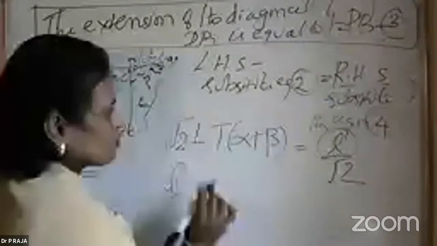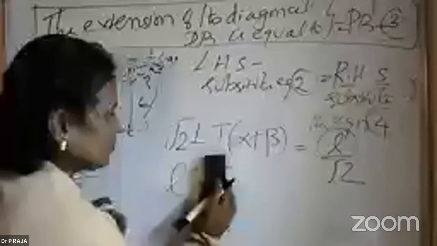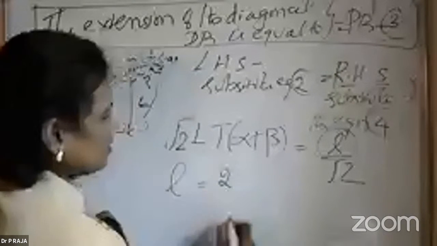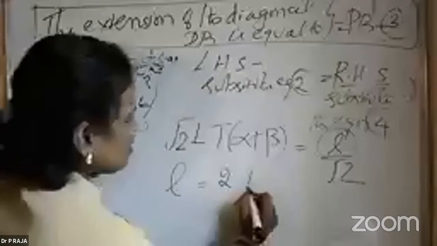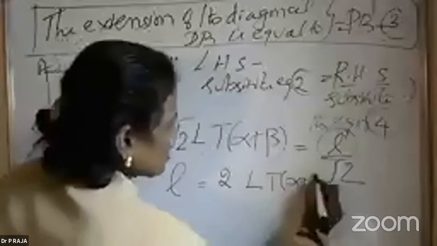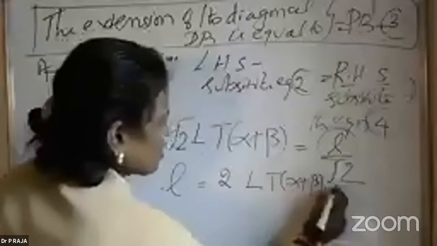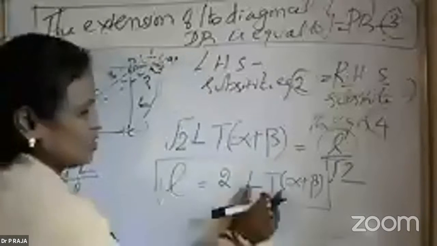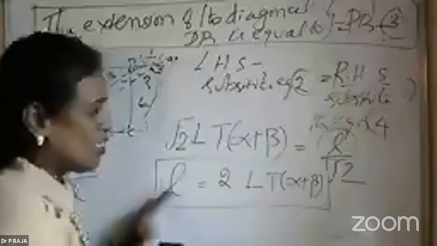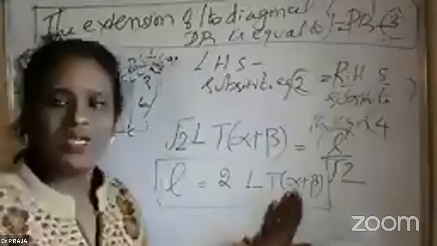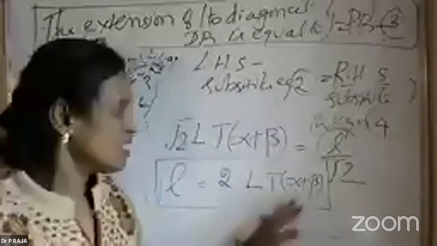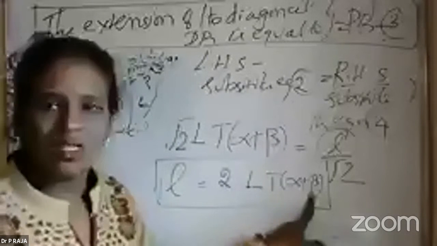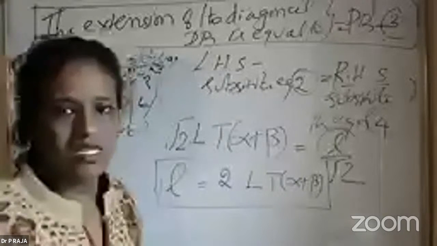So L is equal to, take it to the other side, root 2 into root 2 will become 2. Okay, 2 into L into T into alpha plus beta. This both will become 2. Okay, so this is our extended length. We have found one factor with respect to the linear strain, and that of the lateral strain.